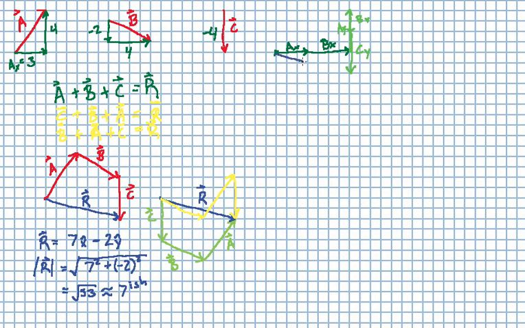This resultant is going to be this guy right here, which is, again, just like before, down 2, 1, 2, and over 7. 1, 2, 3, 4, 5, 6, and 7. So this is, again, the same resultant r, okay?